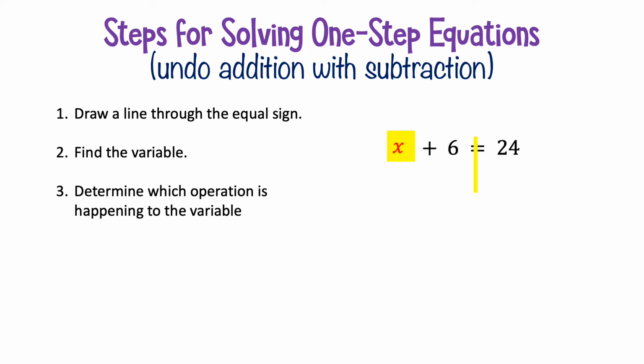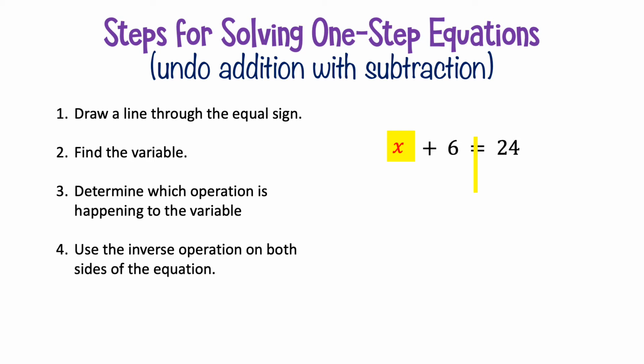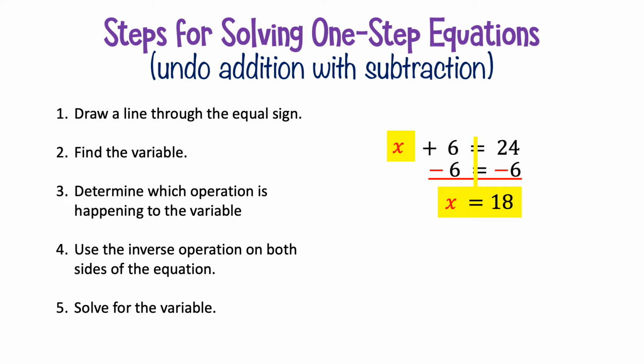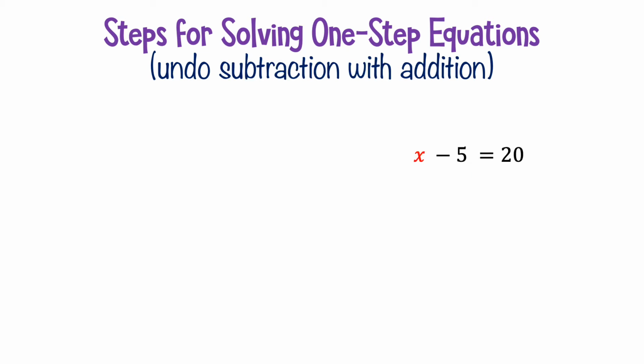In this case, we're adding 6 to x. So to stop adding 6, or to undo adding 6, or to move 6, we subtract 6 from both sides. We use the inverse operation of addition. Subtract 6 from both sides, and the 6's cancel out and become 0, and we're left with x equals 18. So now we've solved for the variable. We can always check our answer by plugging 18 into x, and we see 18 plus 6 does equal 24.